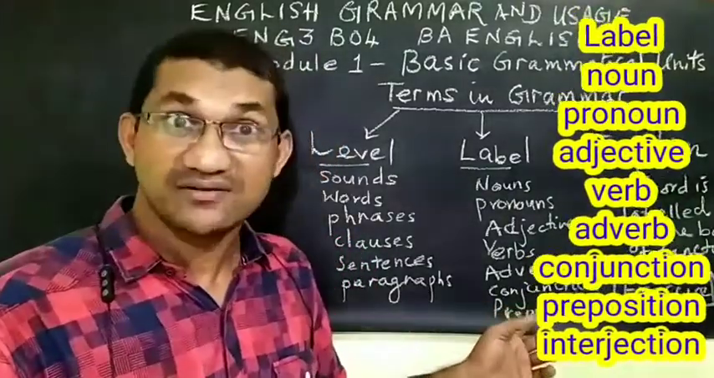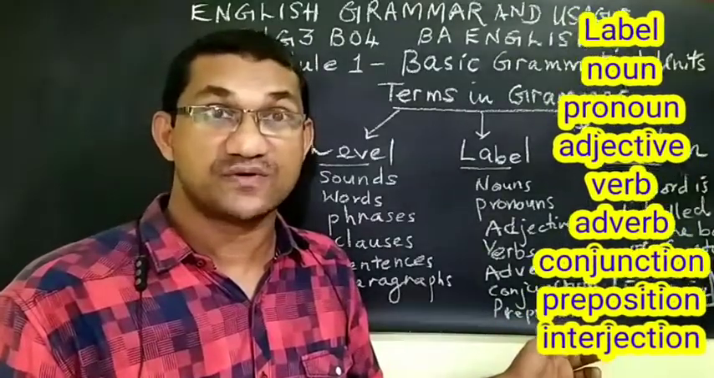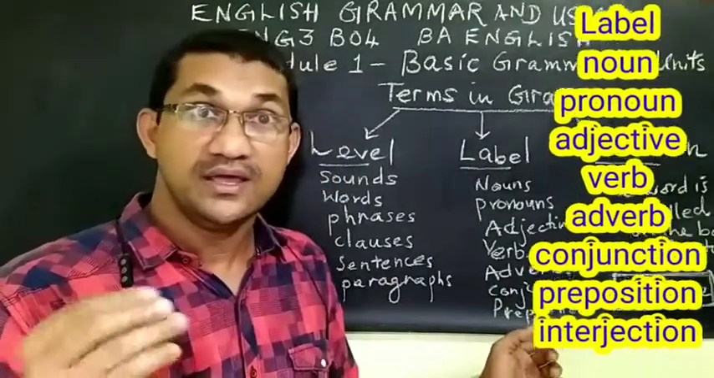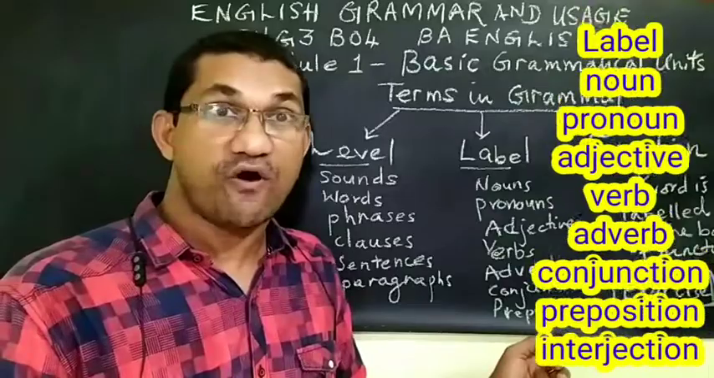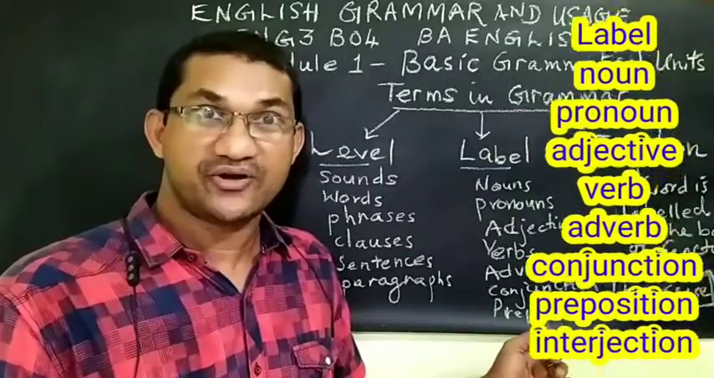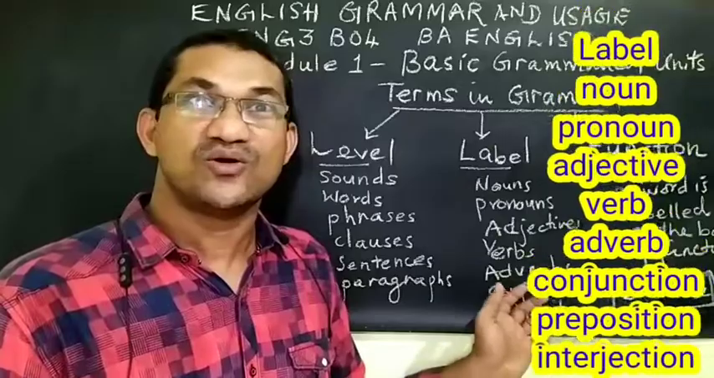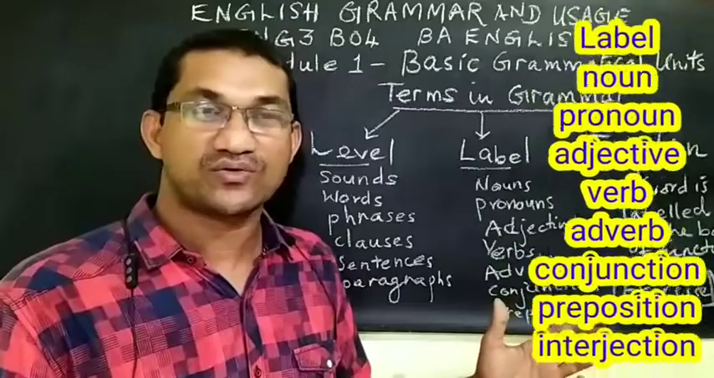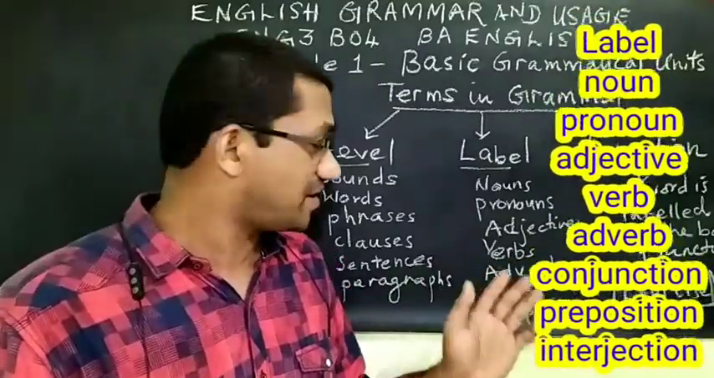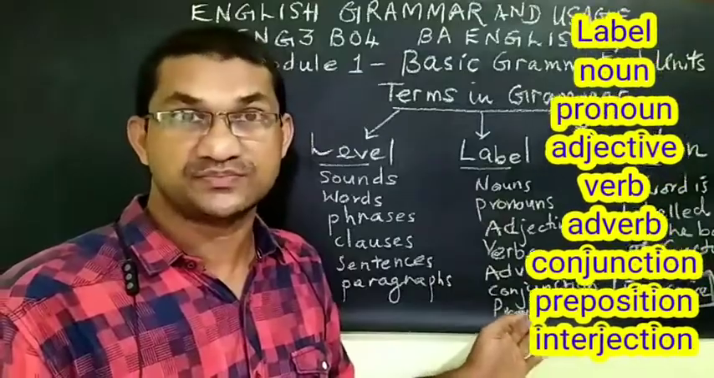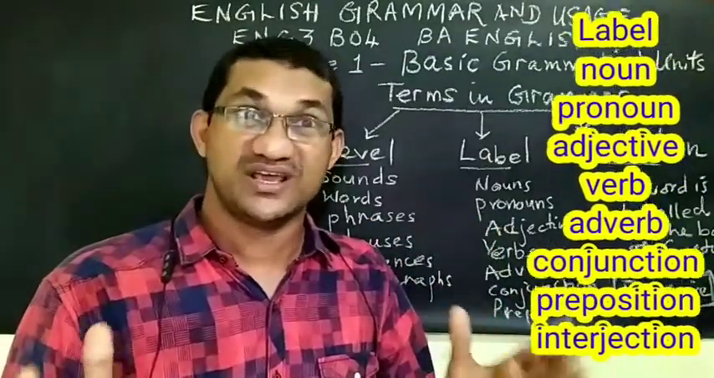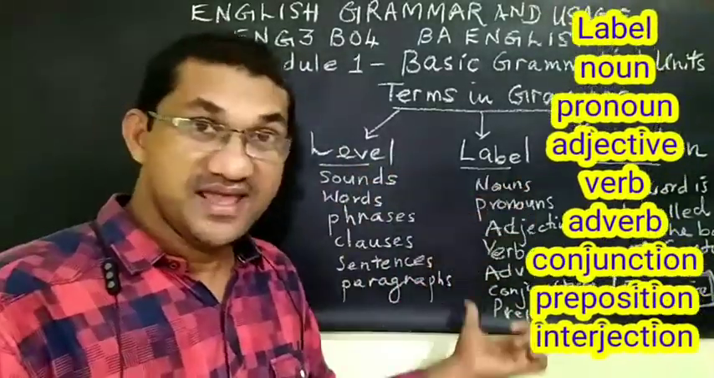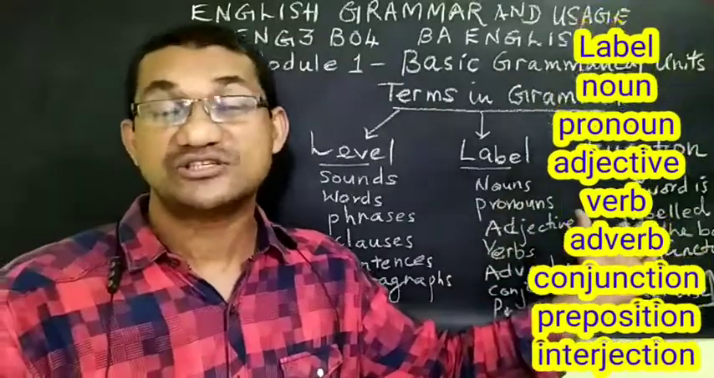And now we have conjunctions. Conjunctions are, of course, connective words. Similarly, we have prepositions, small words like in, on, at, from, under, beneath, with which we mention where something is. These are all labels. So terms in grammar we have under three categories: level, label, and of course function.